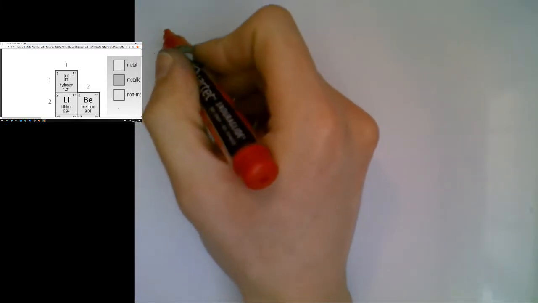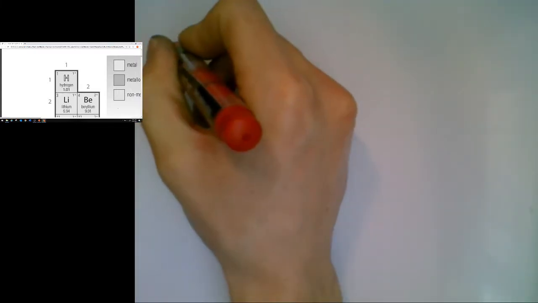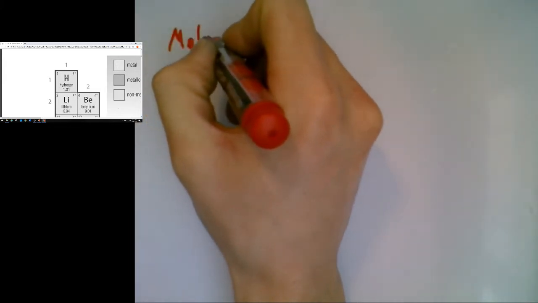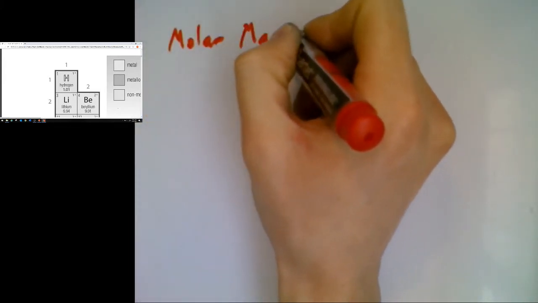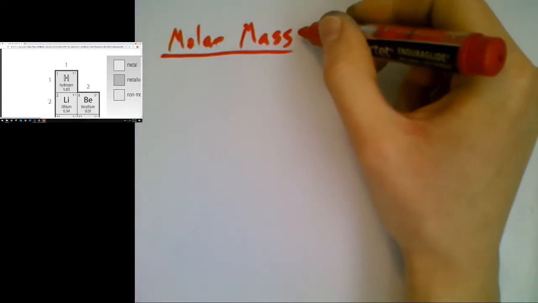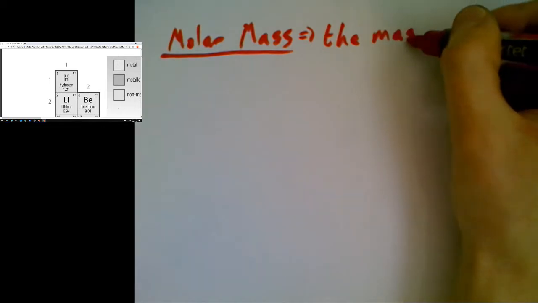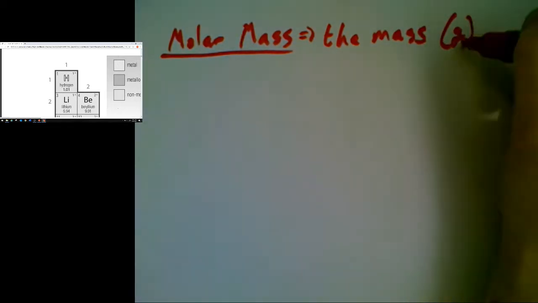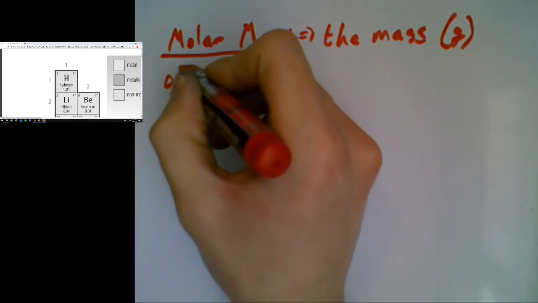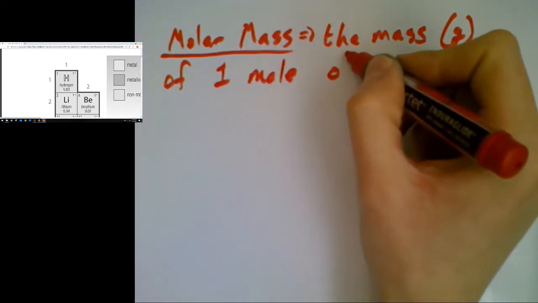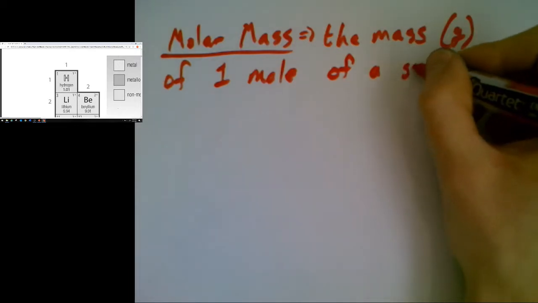And so that's a term that we are going to use probably on a daily basis here in chemistry, the molar mass. And what we mean by the molar mass is the mass in grams of 1 mole of a substance.